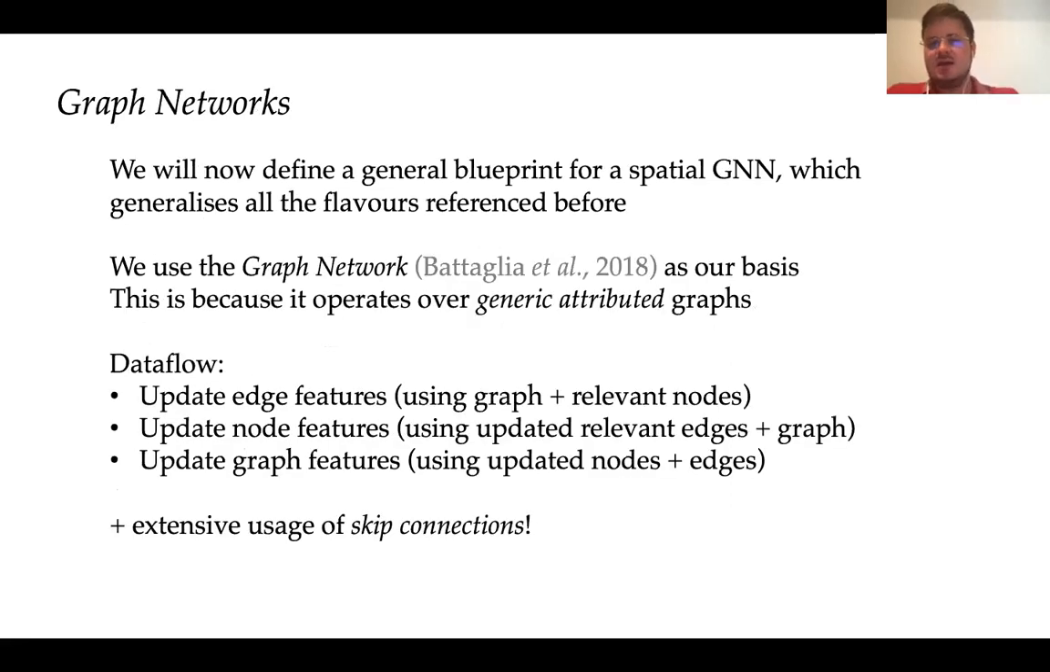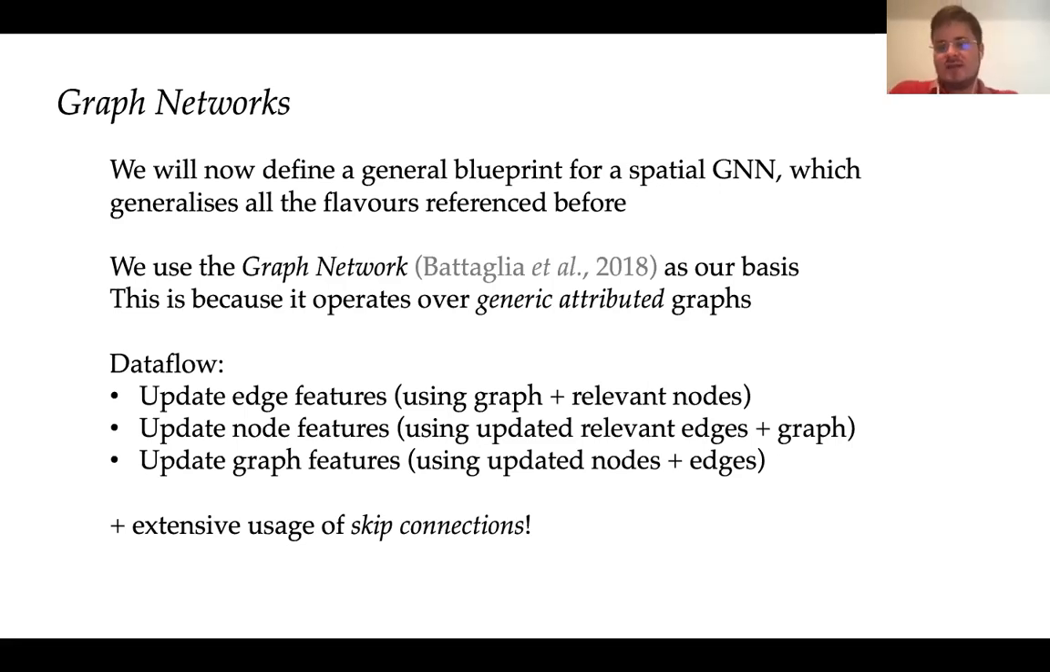And specifically, we will define a general blueprint for a spatial message passing graph neural network, which will generalize all of these 3 flavors we talked about before. And just as a personal preference, I'm going to choose the graph network model from DeepMind to describe this, because it operates over generic attributed graphs by design. Like, it starts by assuming you have all of these features as inputs and that you want to maintain all the latents for all of these different elements of the graph. Most other message passing layers being proposed will, for example, assume that there are no graph level features, or there are no edge level features, or you don't need to maintain edge latents or something like this.